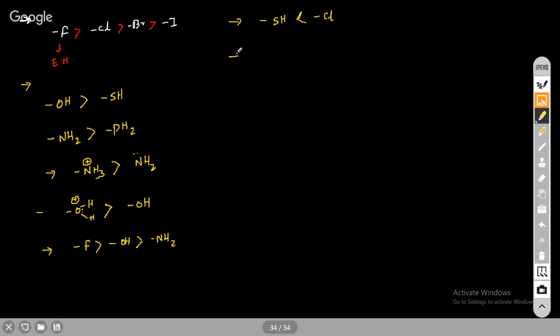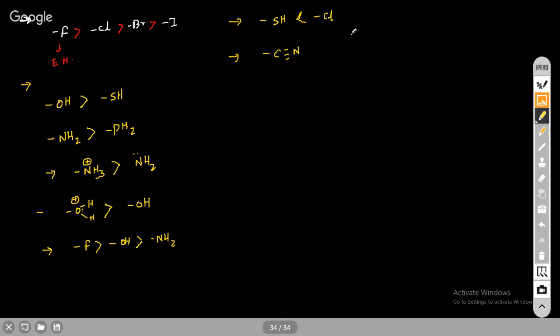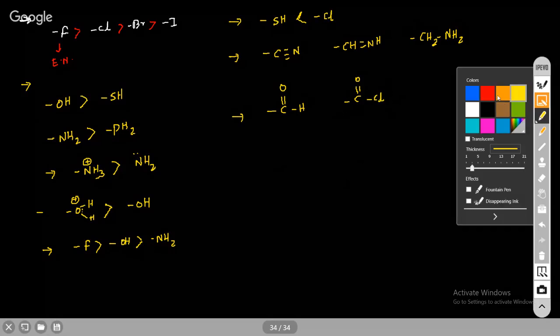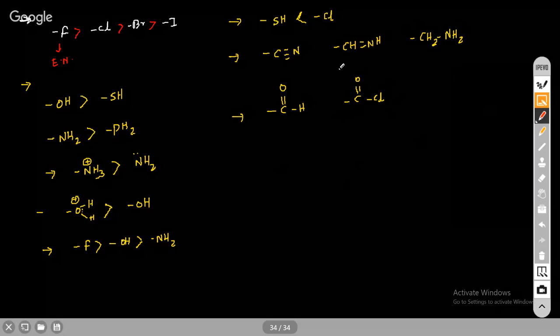Some more examples, if I give you C triple bond N, CH double bond NH and CH2NH2, what is the order of minus I? Like this one, you see C double bond OH, C double bond OCl. Here you see, I will explain this one directly.